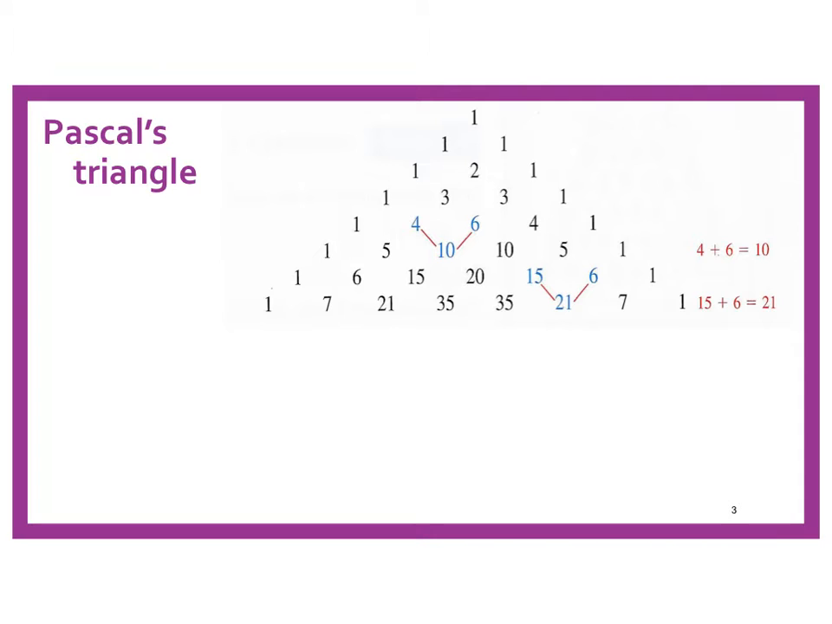Okay, this is a Pascal's triangle. You can write one up super easy, super fast. All they are is each term is the sum of the two terms above it. So, as you can see, the 10 is comprised of the 6 and the 4. The 21 is 15 plus 6.